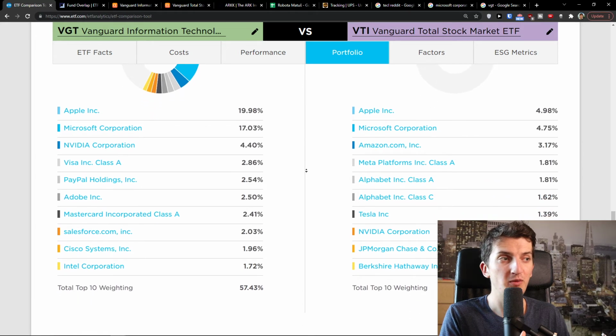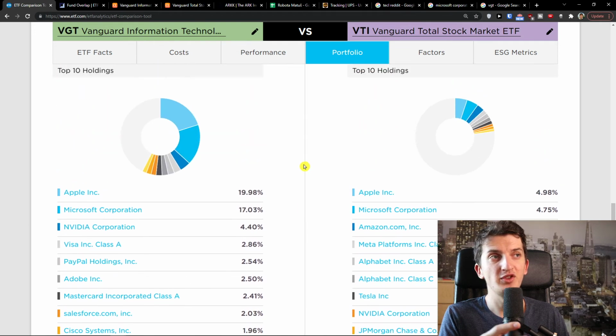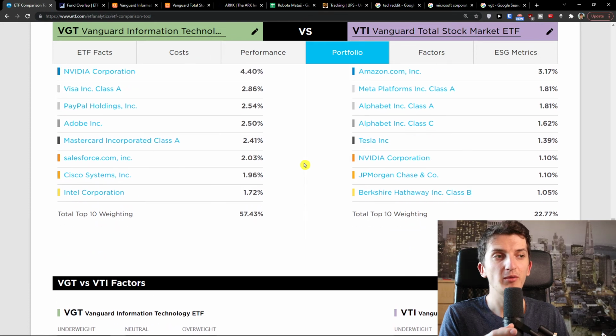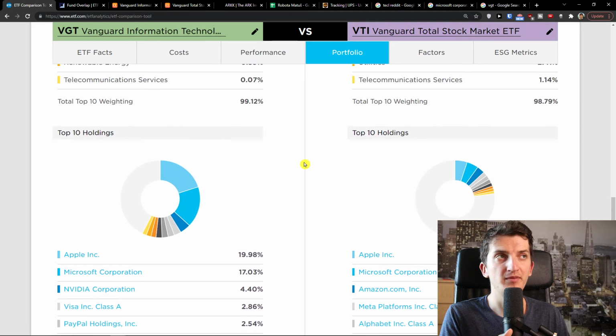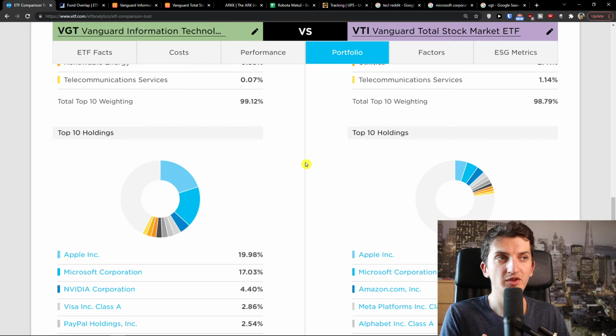On the other hand, VTI is much more diversified, and it's up to which journey you would go and which journey you would choose. So let me know down below in the comments which one you're going to choose, which one you like more. They're both good, but it's all about the risk and reward that you want to take.